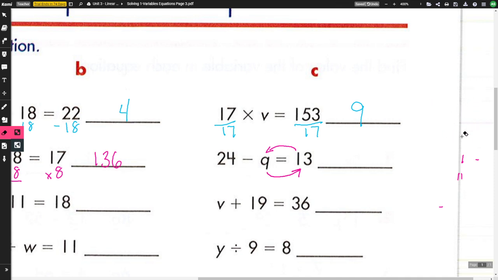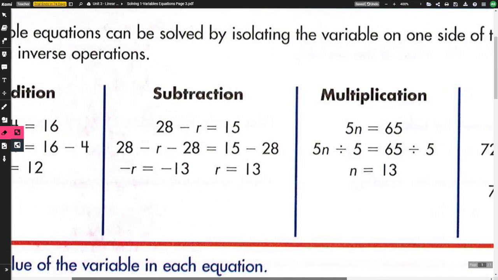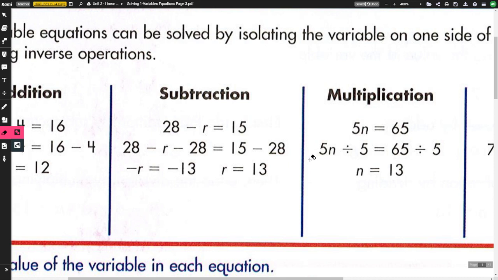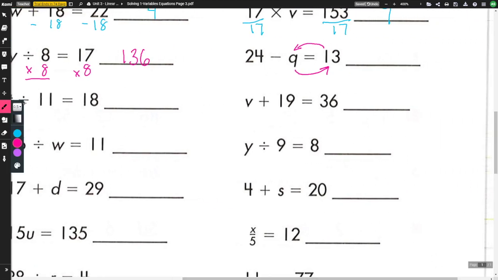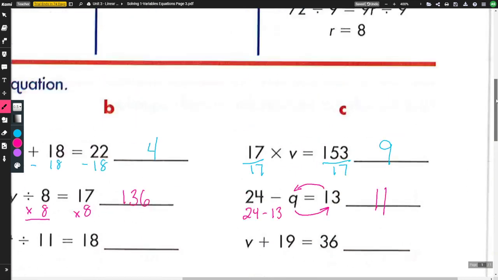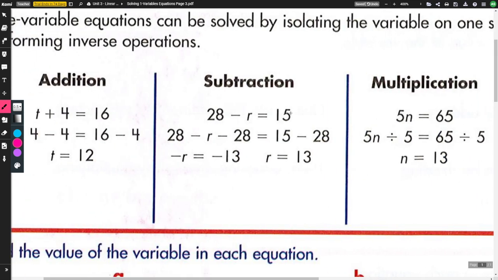I know the examples up above do a way better job than I just did. Because if you look here, the variable's second, so they minus 28 on both sides, which I guess is what I should have done to begin with. And then they took away the negatives from both sides. But what I like to do is just flip them to get 24 minus 13, which equals q. And that is 11. And if we do look up here, if we just flipped them, it would have gotten us the same answer.